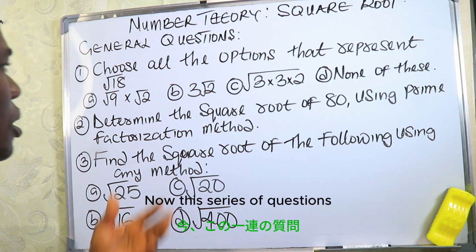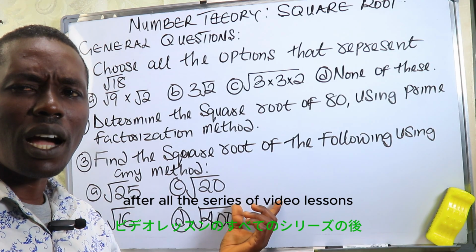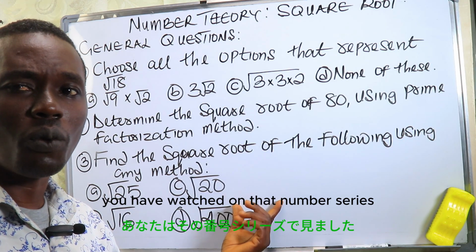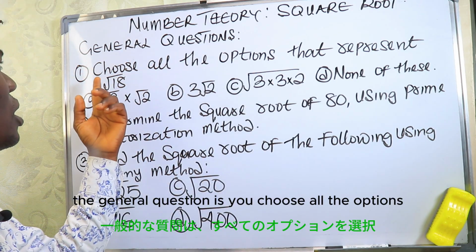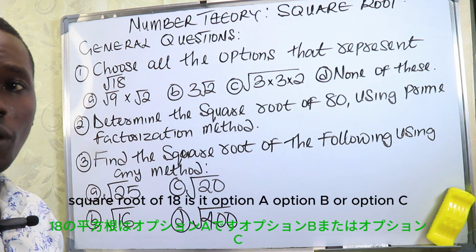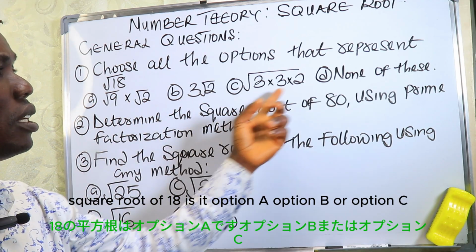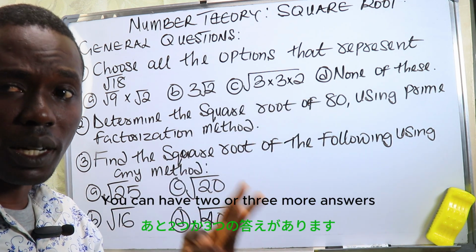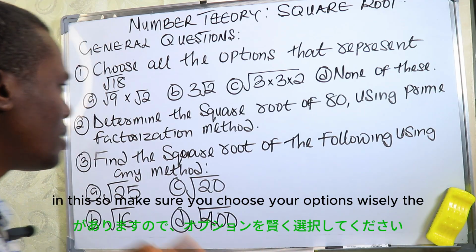Now, this series of questions is meant for you to practice all what you've learned after all the series of video lessons you have watched on that number series. The general question is, you choose all the options that represent square root of a thing. Is it option A, option B, or option C, or none of the above? You can have 2 or 3 more answers in this, so make sure you choose your options wisely.